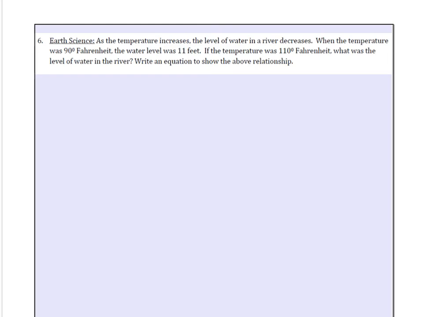So now, earth science: as the temperature increases, the water level of the river decreases. So when the temperature is 90 degrees, the water level is 11 feet. So 90 and 11. If the temperature was 110, what would be the water level of the river? Write an equation to show this.